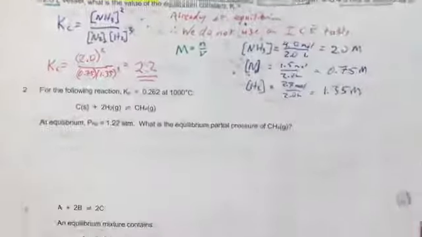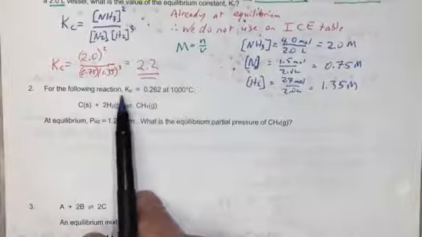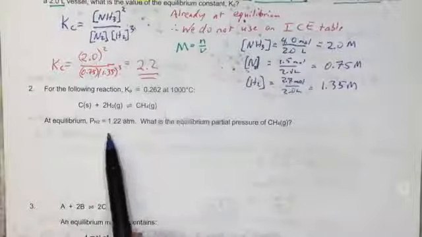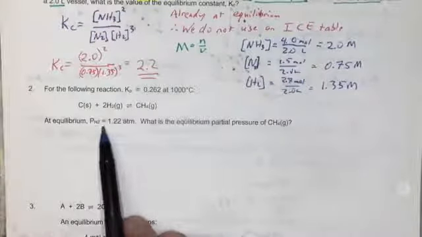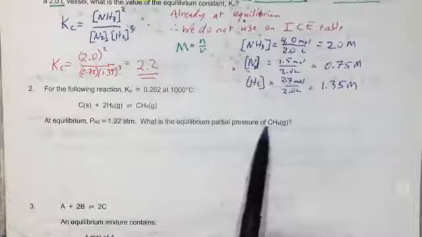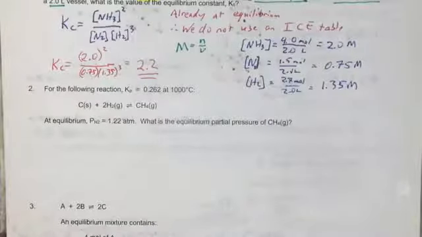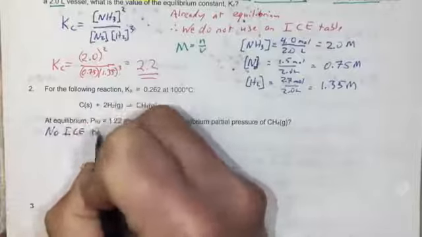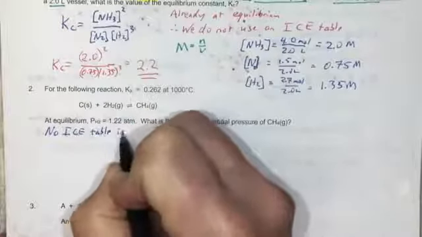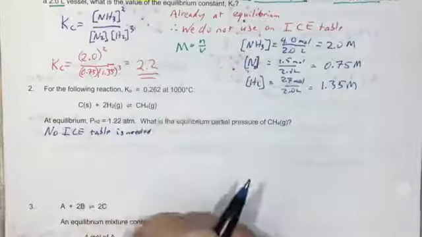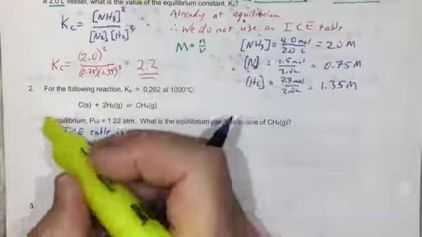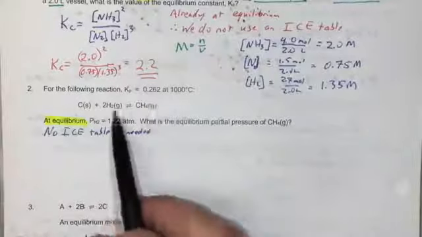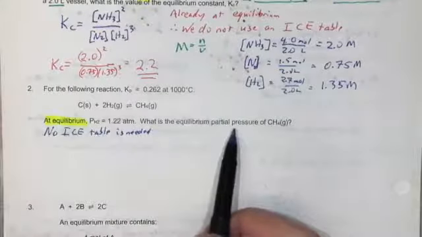Okay, look at the next problem. For this reaction, we have an equilibrium constant Kp at this temperature, and at equilibrium we're given the partial pressure of hydrogen. What is the equilibrium partial pressure of methane? Once again, no ICE table is needed because this is already at equilibrium. ICE tells us we're not at equilibrium. This already gives the Kp value, which is an equilibrium value. So what's the equilibrium partial pressure of CH4?